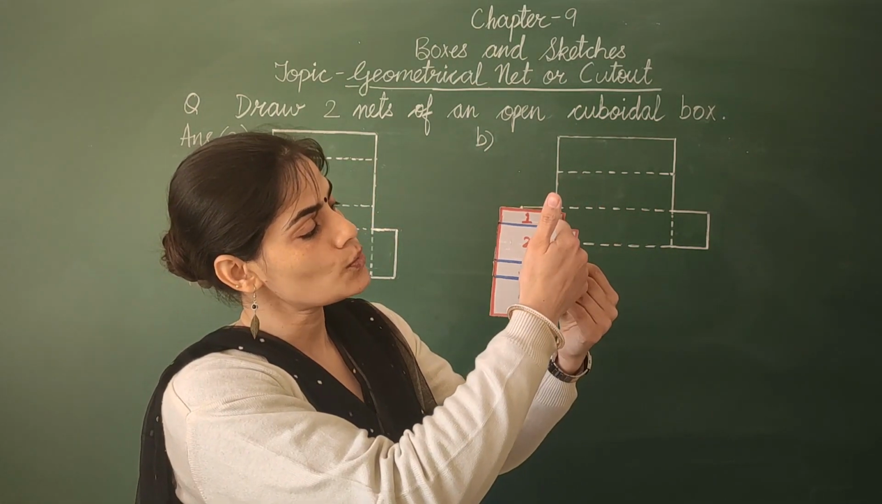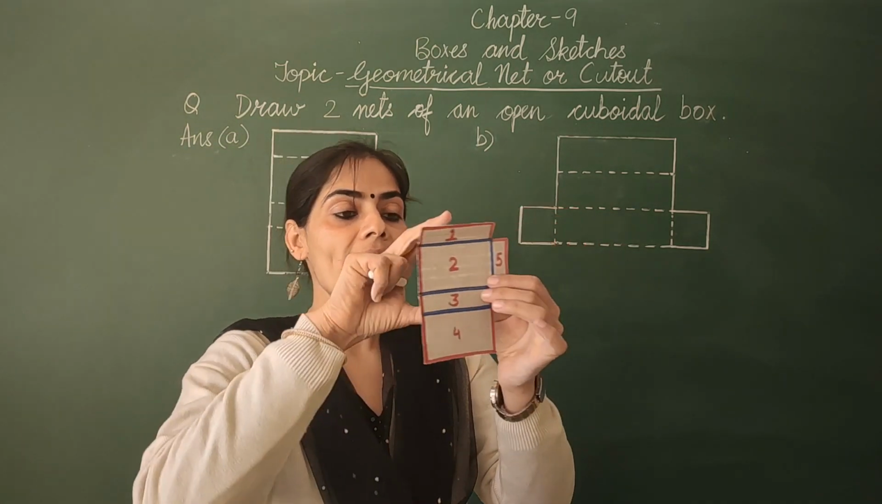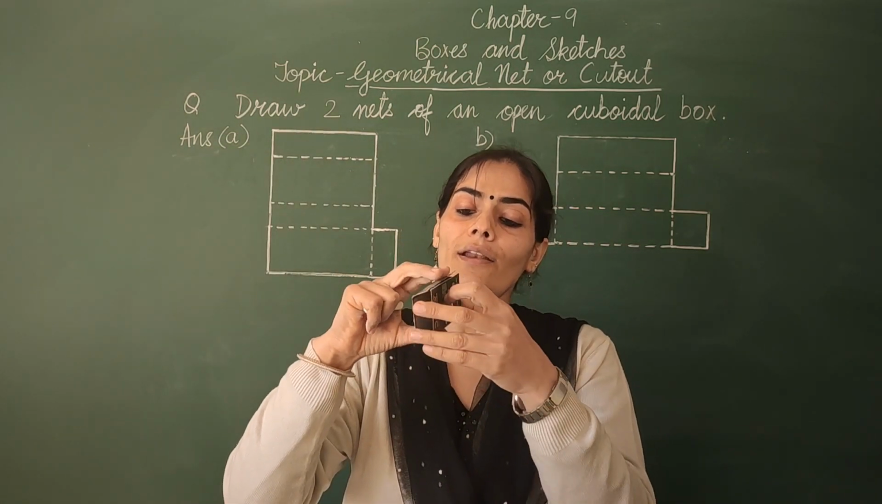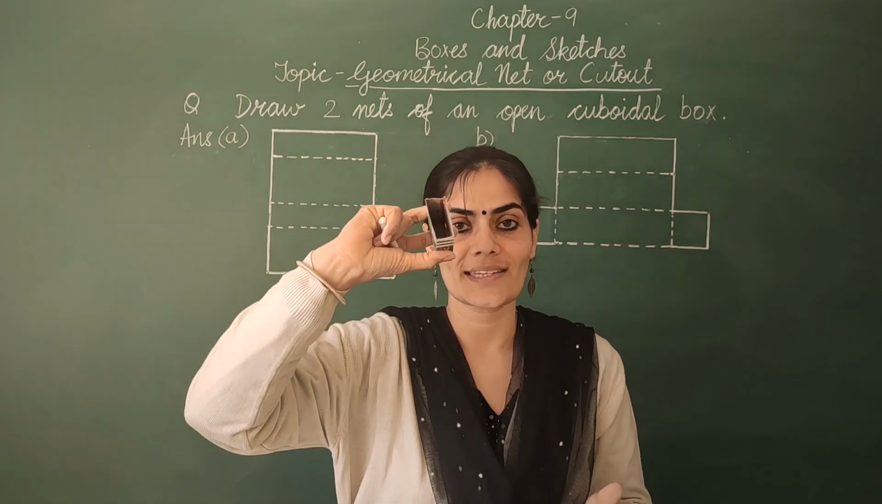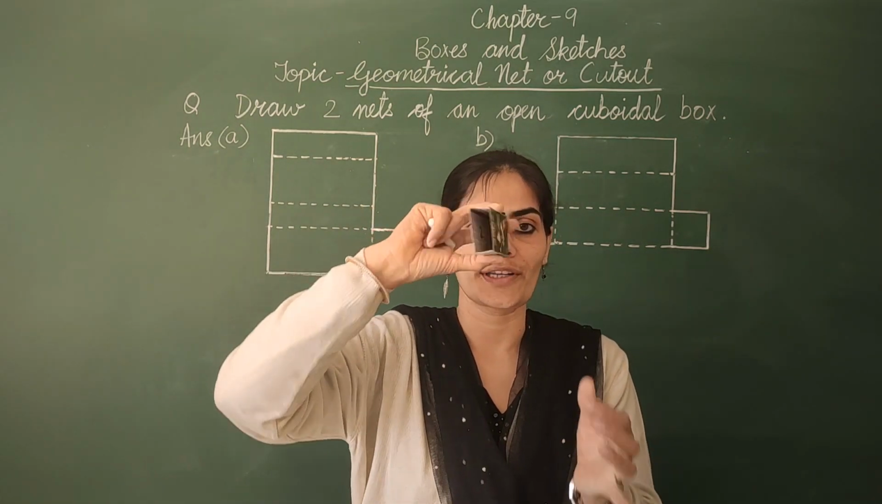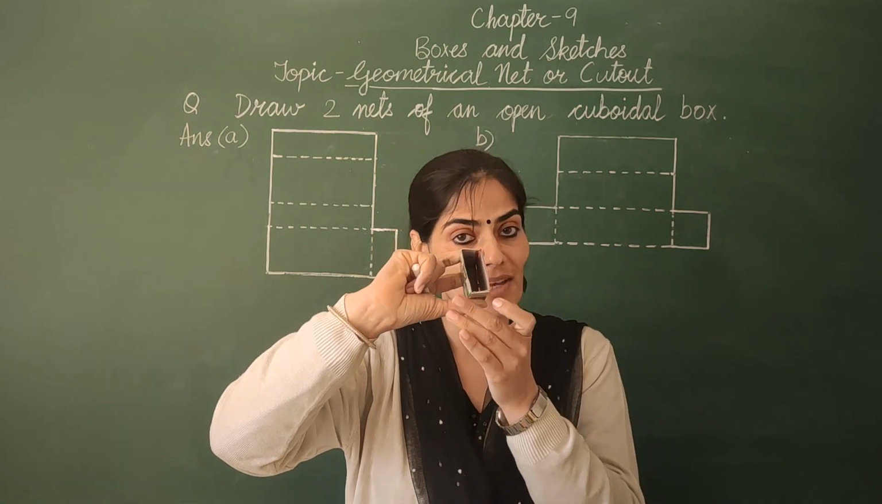Like, if I have this net with me, then what do I observe? I have face 1, 2, 3, 4 and 5, and the 6th one is missing. And I fold it. Then what am I going to get, children? I am going to get an open cuboidal box whose one side face is missing.